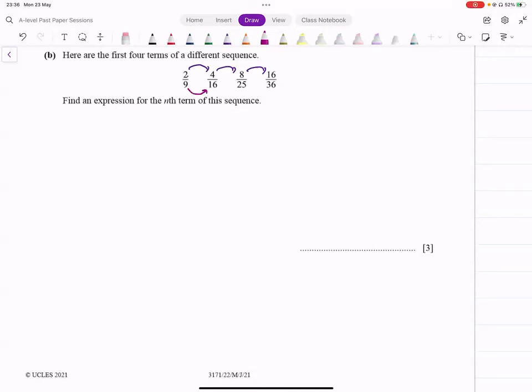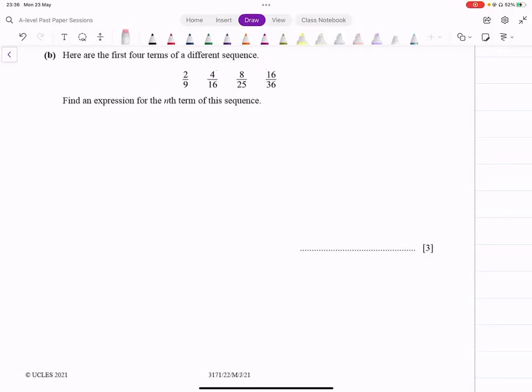9, 16, 25, 36. Again, does that remind you of something? These are all square numbers. 9 भी स्क्वायर है, 16 भी स्क्वायर है, 25 भी स्क्वायर है, 36 भी स्क्वायर है. तो आप दोनों न्यूमरेटर और डिनोमिनेटर को अलग अलग से सोचें. ठीक है. अब इसका तरीका क्या होता है?